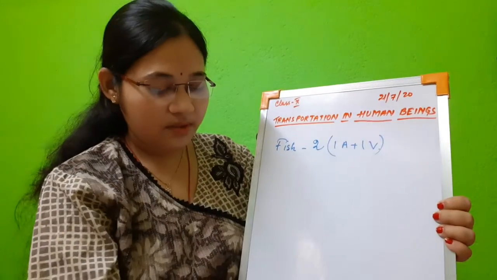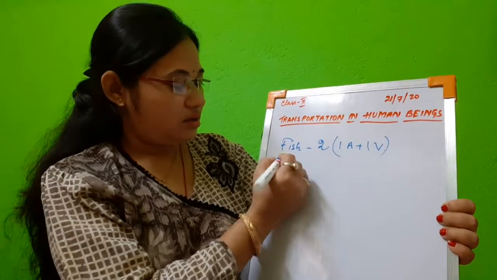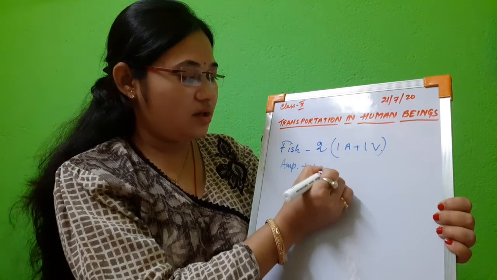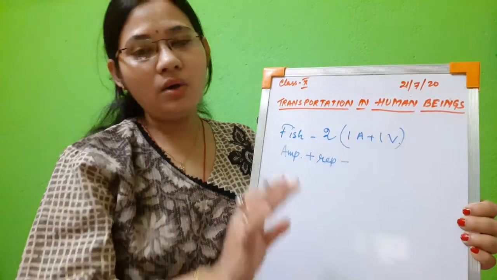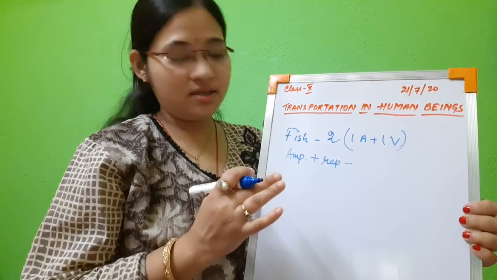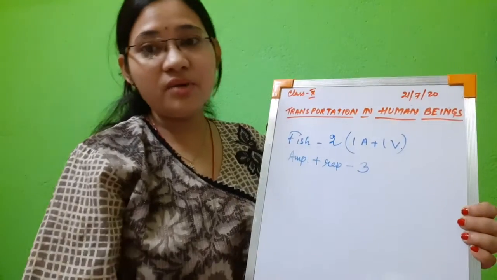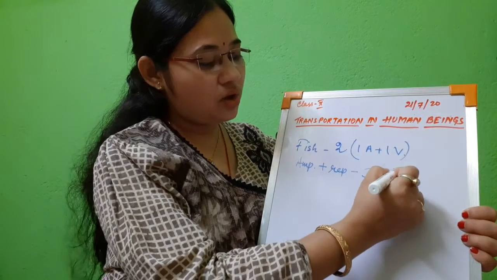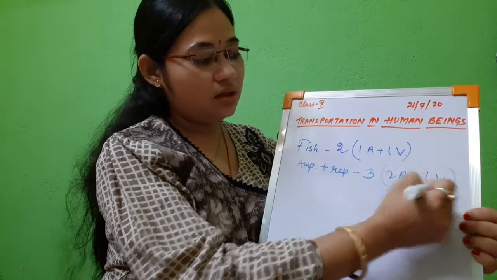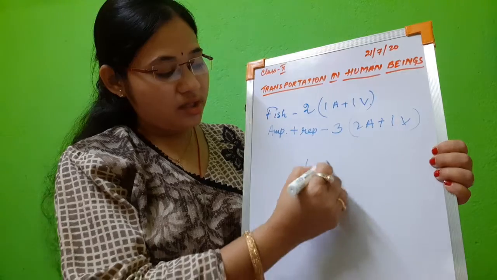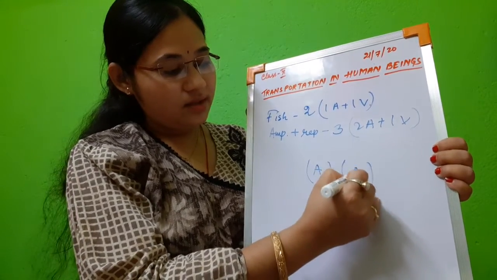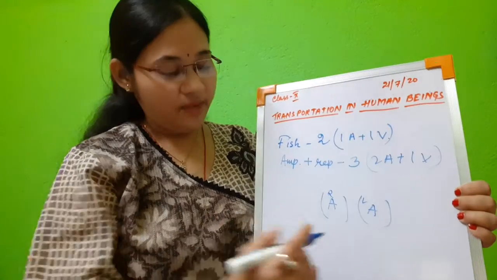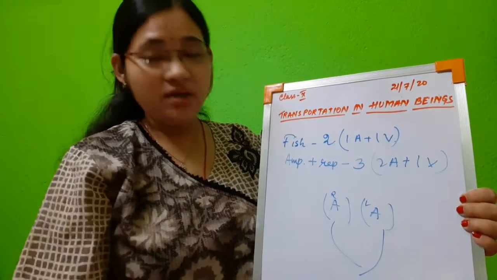Now in case of amphibians plus reptiles, in case of amphibians and all the reptiles, lizards and snakes and all, they consist of three chambers in their heart. Please remember, three-chambered heart. Three-chambered heart means two auricles and one ventricle. That means two auricles are there. This side will be the right auricle, this side will be the left auricle, and only one ventricle.